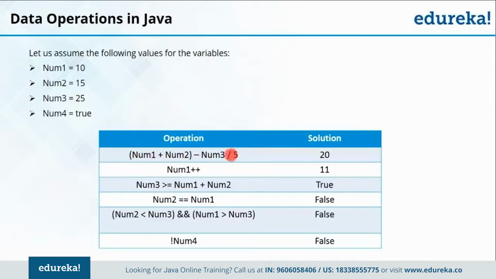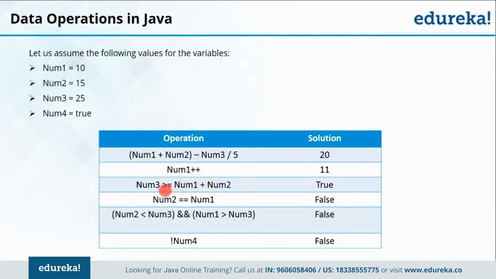If you look at the operation present here, inside the brackets you have an addition happening. So you add 10 plus 15, and you get 25. Then you come out. Before you subtract 25 from 25, you perform the division operation. That is, 25 is divided by 5, which gives the output 5. So from 25, 5 is subtracted and you get the output 20. Now again, you're using an increment operator here. My original value of num1 was set to be 10. When I use the increment operator, it is increased to 11.